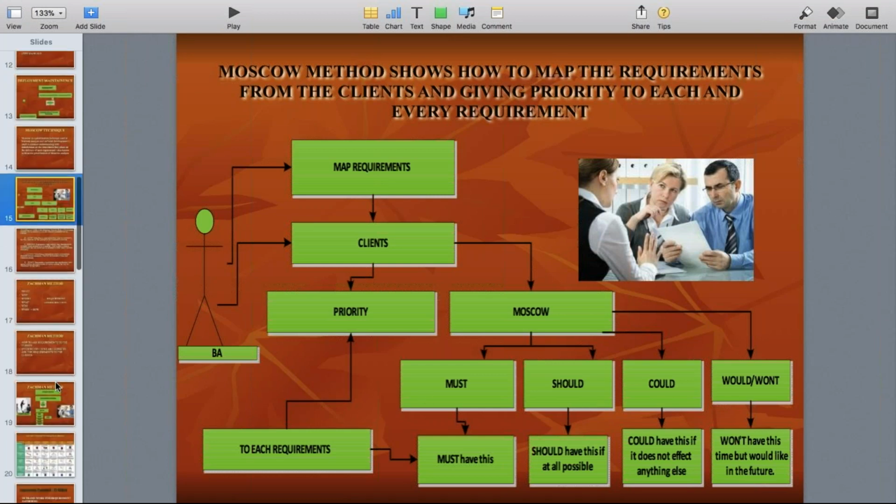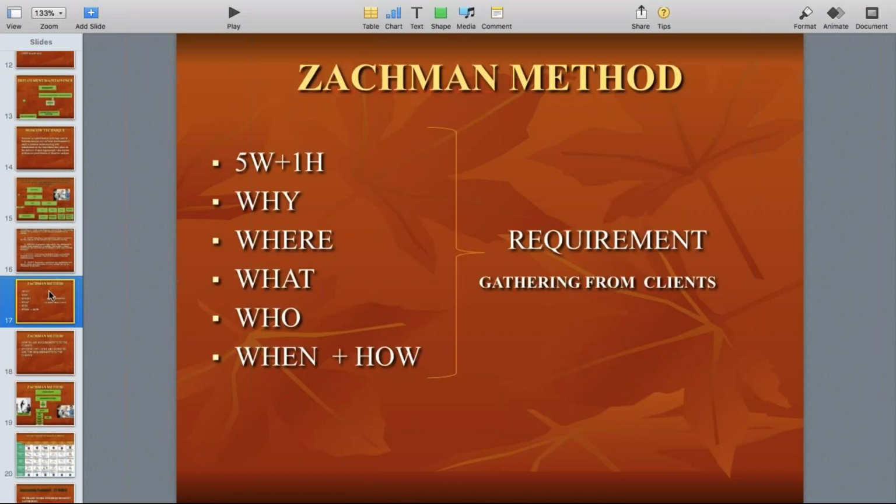And the second we have is the Zachman method. Zachman is a person from IBM who introduced this method. Zachman says 5Ws 1H, which means ask these questions to the client and get information from the client. Mostly we use this for new projects, of course. Even the MoSCoW technique, any technique we use, is for new projects only.